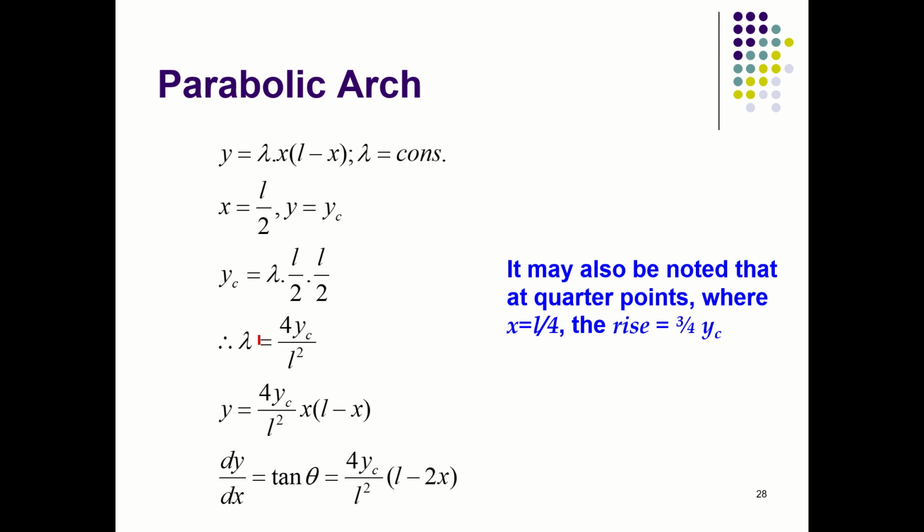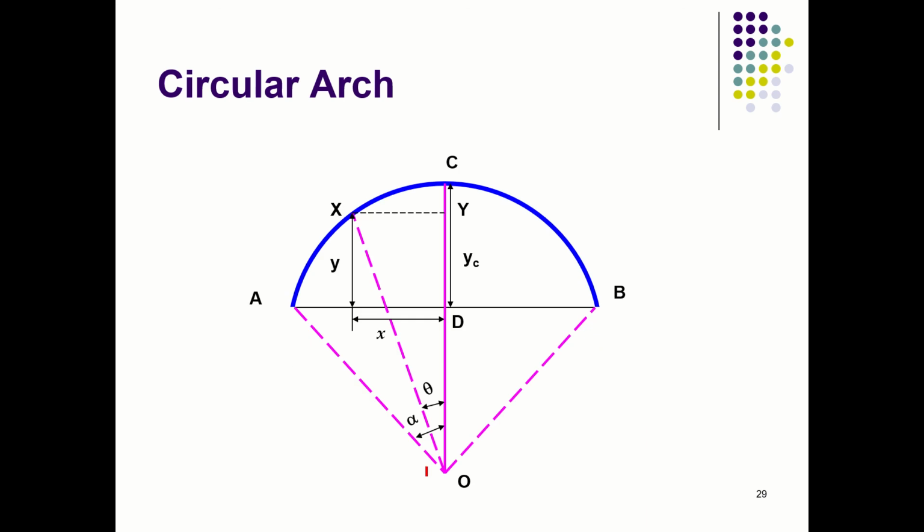Now from here you can find lambda, which is a function of the rise of the middle point and the total span length of the arch. So you can put the value of lambda in it. So your y is equal to 4yc divided by L square, which is your lambda, into x into L minus x. Differentiating this equation with respect to x, where dy by dx is tan theta, gives 4 yc divided by L square into L minus 2x, right? So this was about the parabolic arch.